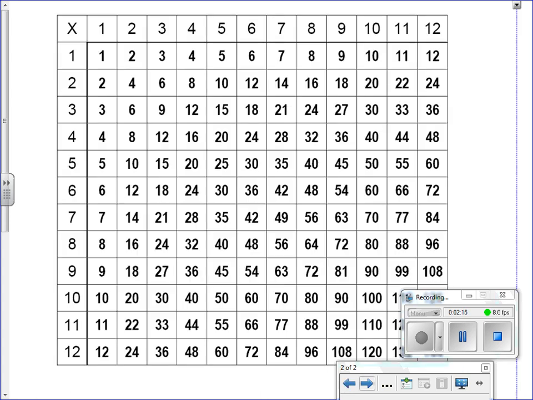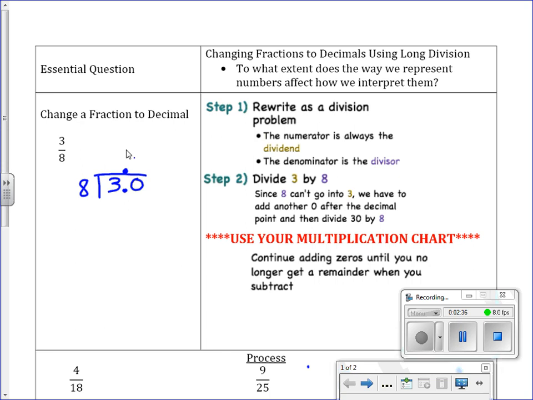Again, this is where your multiplication table comes in. If we look at the back of your paper, we go over to 8, and I see 24 and 32. 32 is too big, so I'm not going to use that number, so I'm going to go to 24, and 8 goes into 24 3 times. So I'm going to go ahead and put a 3 up here. 3 times 8 makes 24.